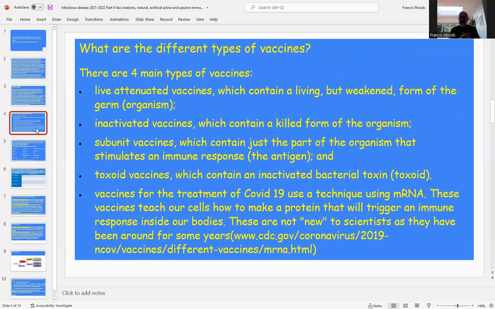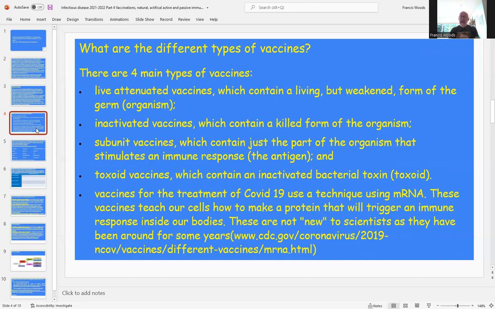COVID vaccines, as I said, use this new technology of mRNA, and these vaccines teach our cells to make proteins that will trigger an immune response. Now, although they're new to general use, they're not new to scientists. They've been around for some years.